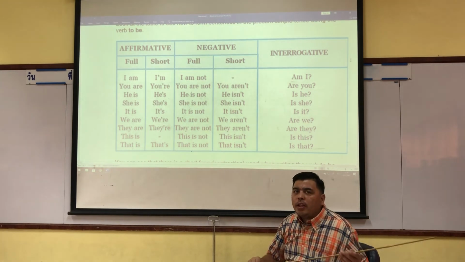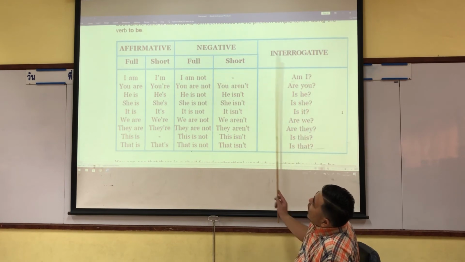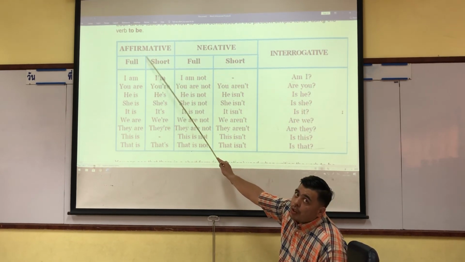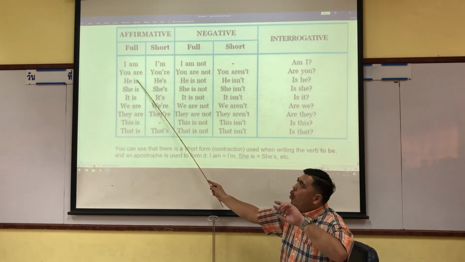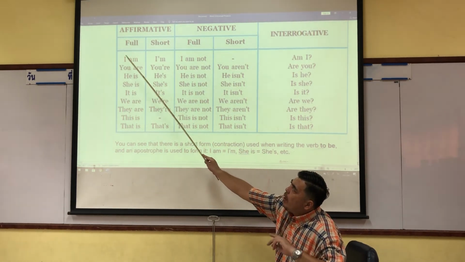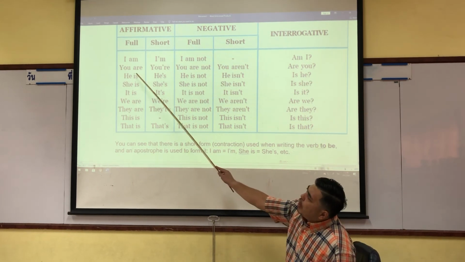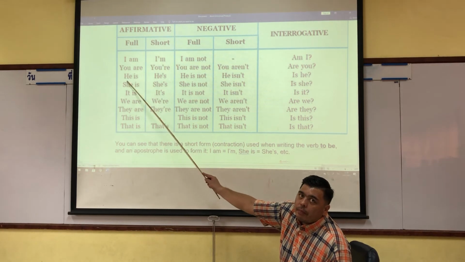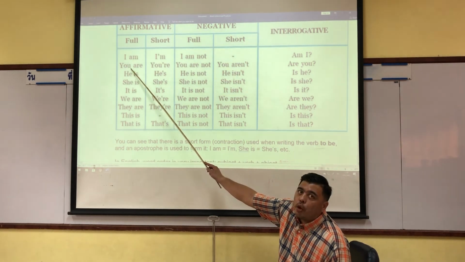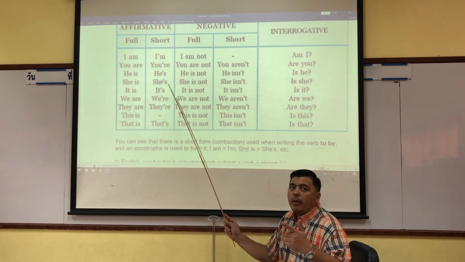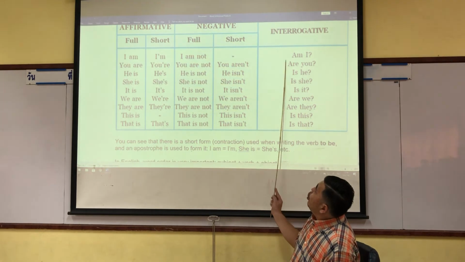Now when we look at the question, if we look at the affirmative, which is positive, I am. When we want to make it a question, all we do is switch am with I. Okay, so the question will be, am I? What do you think we're going to do with this? We are going to switch. So what are we going to use to make the question for you are? Good. We're going to switch it to are you.